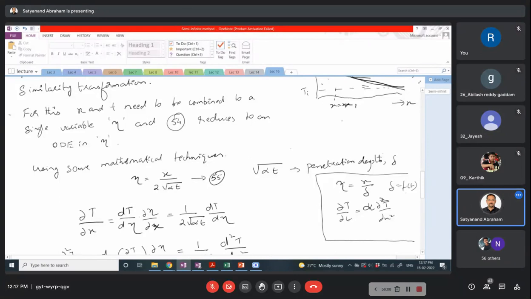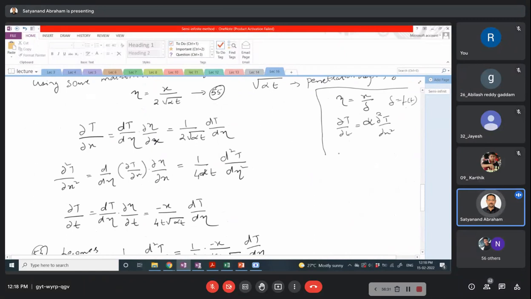We don't know what delta is. You are just saying that eta is x by delta, and delta is a function of time. I'm trying to give you a method, just a dimension analysis, to see how we can derive that instead of going through the full mathematics. So this is our basic equation, right? If you are doing a dimension analysis, T is varying from Ts to Ti over a time t for any particular location we are seeing.